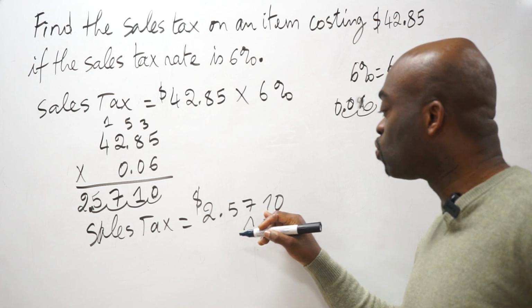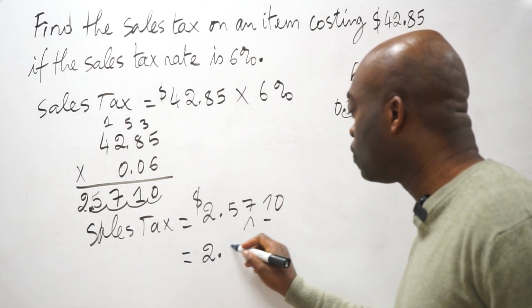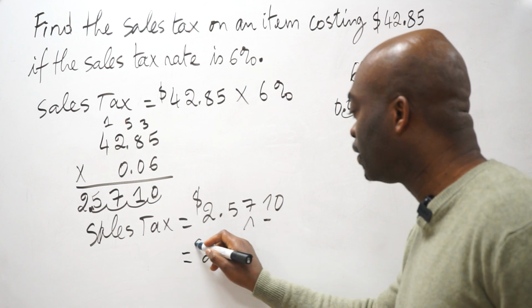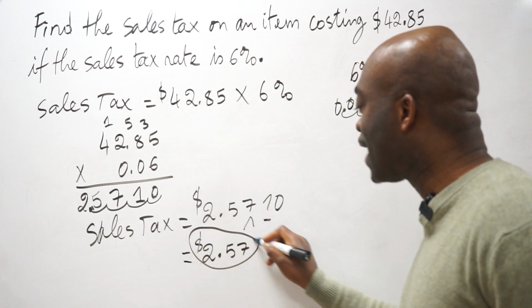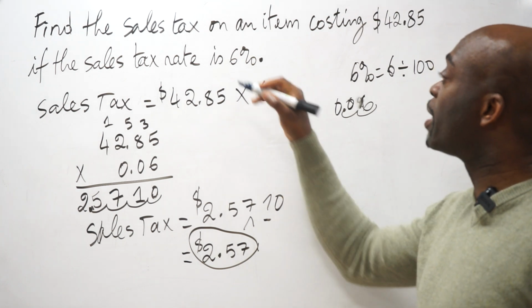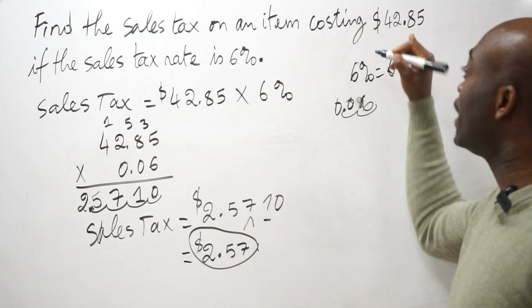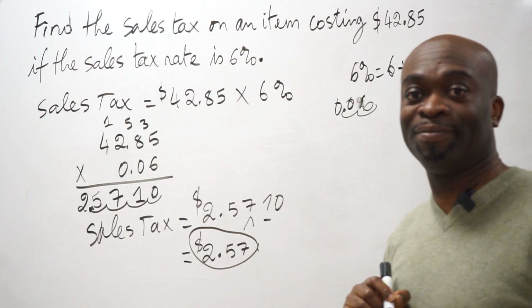So in this case, that number is 1. So that means we keep this one. So we end up with $2.57. So our sales tax is $2.57. So that means that's how much we paid as sales taxes on $42.85. Okay? Thank you.